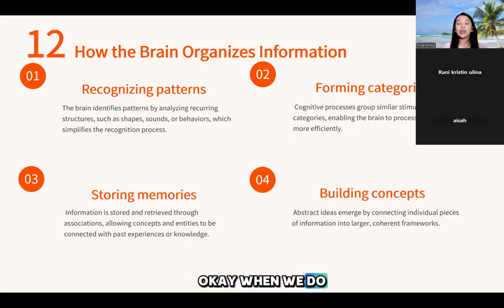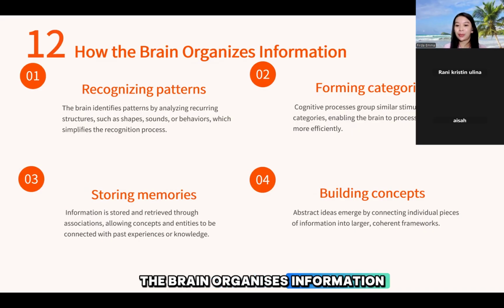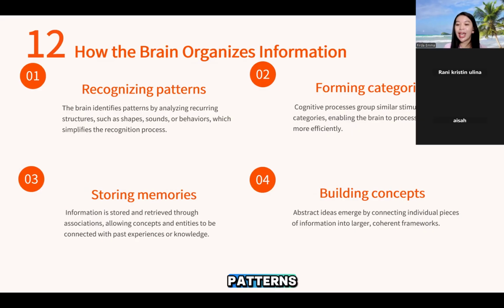Okay, when we do the identifying and defining, we talk about how the brain organizes information. The brain organizes the information by recognizing patterns, and after that, forming categories, and the brain stores the memory and builds the concept. Such as, the brain identifies patterns by analyzing recurring structures, such as shapes, sounds, or behaviors, which simplifies the recognition process.